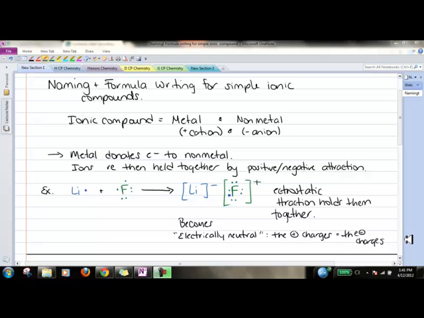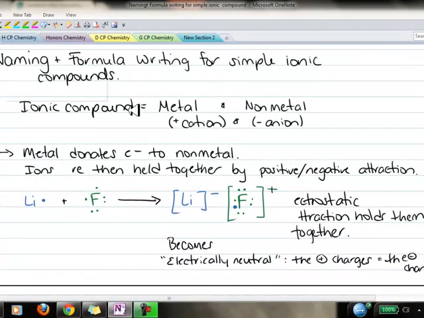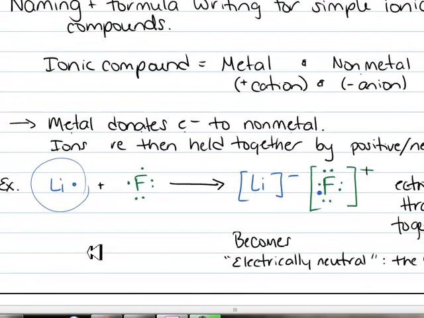Today I want to review with you naming and formula writing for simple ionic compounds. An ionic compound consists of a metal and a nonmetal. So basically what happens is the metal donates the electron to the nonmetal. So here's our metal right here, lithium. It's going to donate its one electron over to the fluorine.